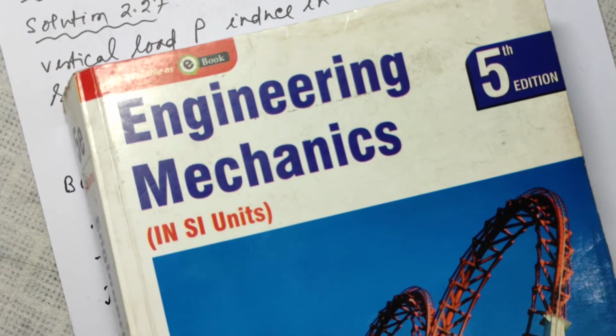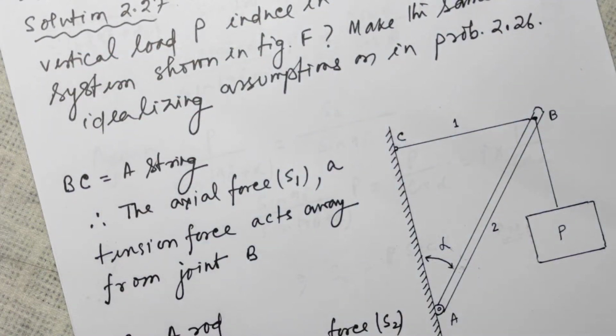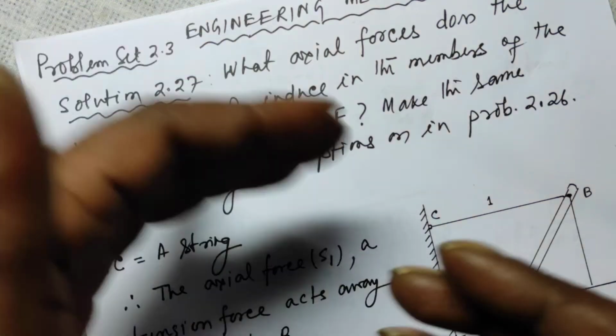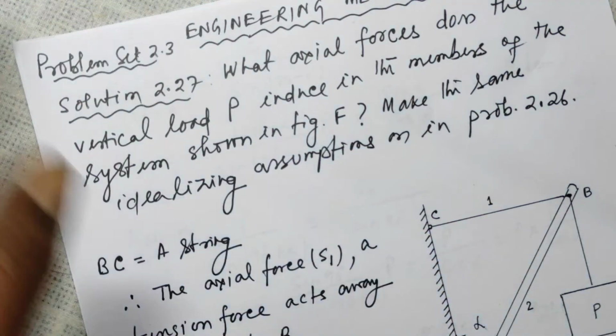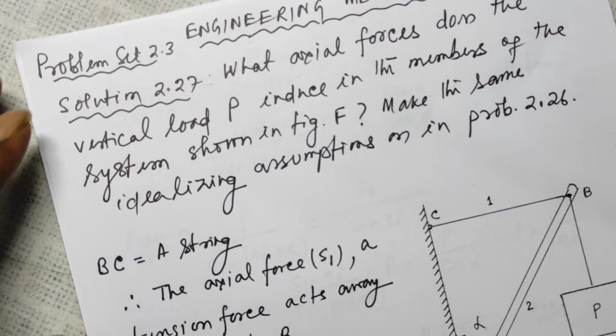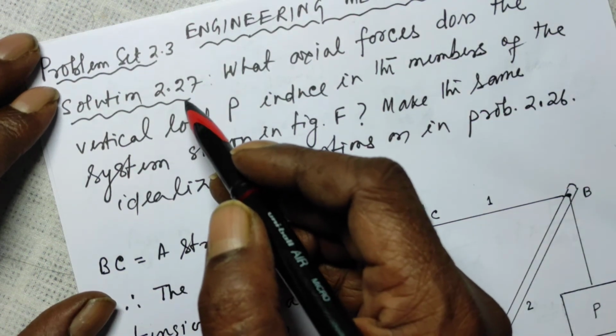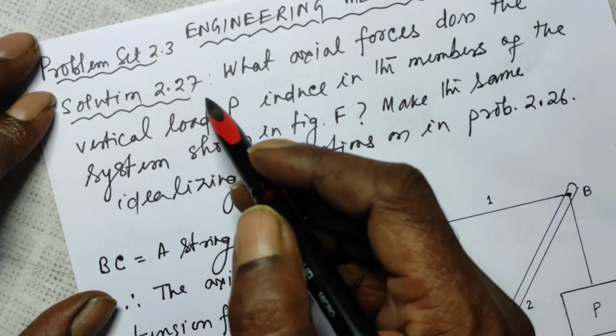Now, another solution, engineering mechanics, problem set 2.3, solution to 2.27. What we are basically doing in problem set 2.3 is we are considering cases of equilibrium when there are concurrent forces, means forces passing through the same point and forces lying in the same plane. So we just discussed solution 2.26 in the previous video, now 2.27.